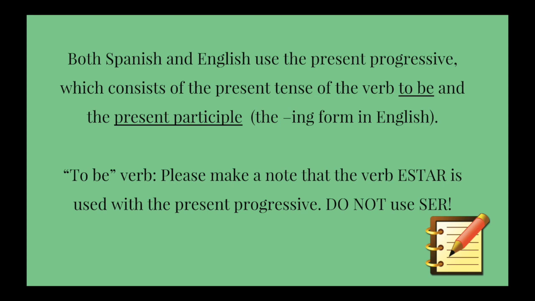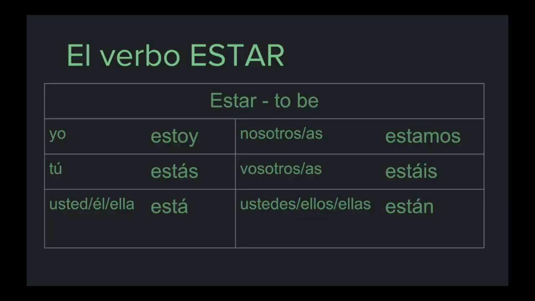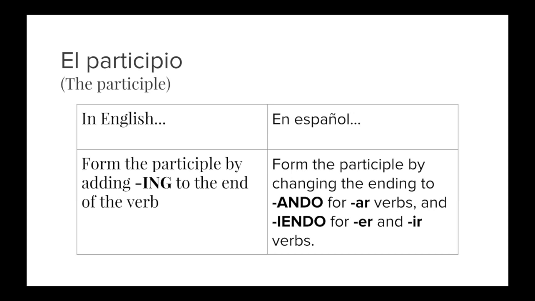With the present progressive, you are always going to use estar. So do not say, yo soy nadando. It needs to be estoy, estás, está, estamos, or están. The conjugated verb estar is only the first part of the present progressive.